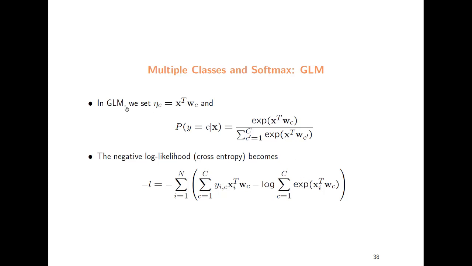Then again, with a generalized linear model, we simply say this eta parameter is a linear function, and then we get this expression here, the exponent of the linear function divided by the sum of the exponents of the linear functions for the different classes. The negative log likelihood, so the cross entropy for the softmax, is minus the sum over all data points, then the sum over all classes, of the target class times this expression, and this of course only survives for the class for which the label is 1, so for which the label is true, and then the normalization factor becomes minus the log of this sum of exponents.